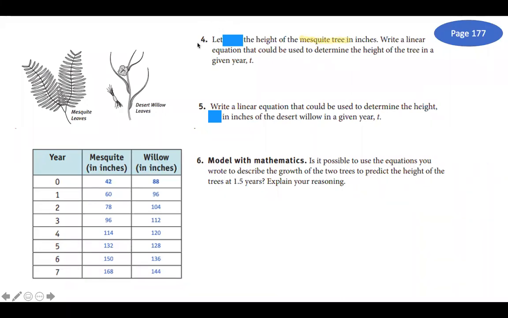And our equation, because of that constant rate, we know the equation is going to be y equals mx plus b. So we decided to use H for the height in inches. Okay, so we're going to replace all of these letters. We're going to replace y, the output, with H because the thing that is changing is the height. We are going to replace m with our constant rate. And for the mesquite tree, the constant rate was 18. We're going to replace x with t because our input, the thing that's passing, that's causing the height to change, is time. As time is passing, the height is increasing.